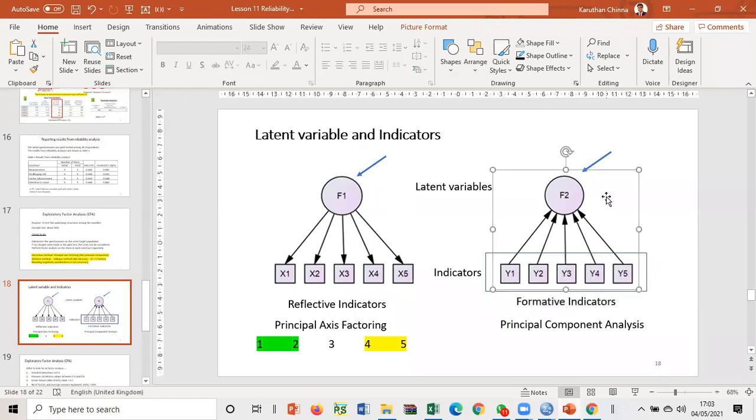Formative indicators. Suppose Y3 is income, Y4 is number of tuitions. Suddenly, the parents lose their job. What happens to Y3?